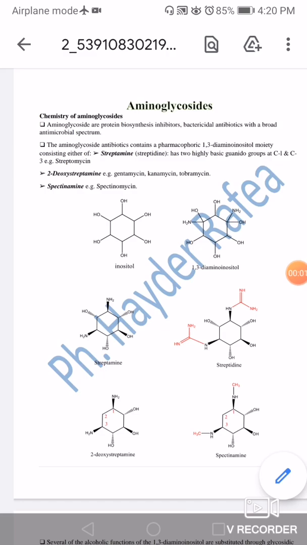Bismillah ar-Rahman ar-Rahim. Aminoglycoside, the chemistry of aminoglycoside. The aminoglycosides are protein biosynthesis inhibitors, bactericidal antibiotics with a broad antimicrobial spectrum.